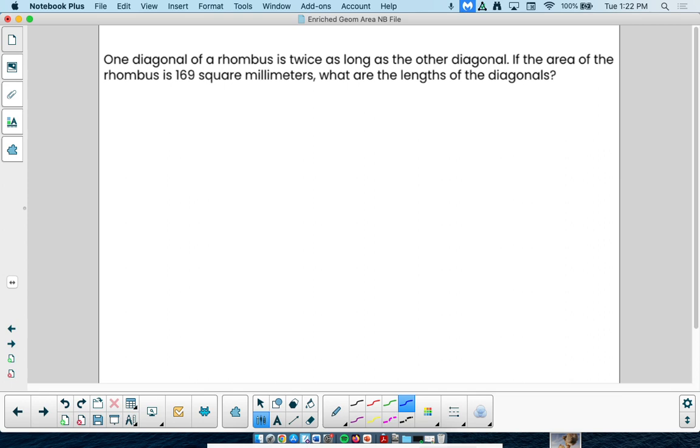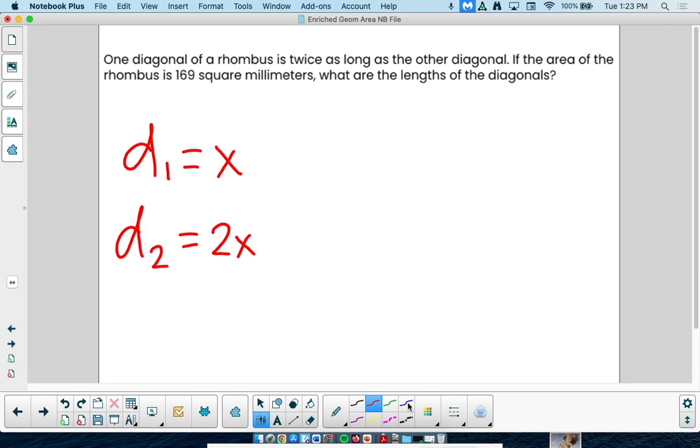So this one says one diagonal of a rhombus is twice as long as the other. If the area of the rhombus is 169 square millimeters, what are the lengths of the diagonals? Do a little labeling, it will make your life easier. D1, D2. Were we given a length? No. So what can we call one of them? x. And we know the other one's twice the length of that, so what would that be? 2x. Perfect.